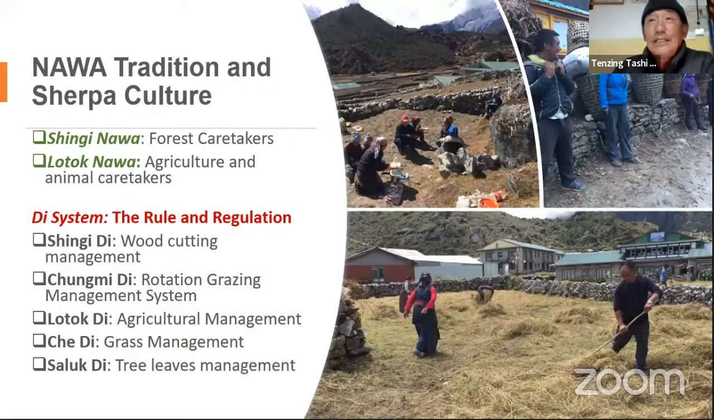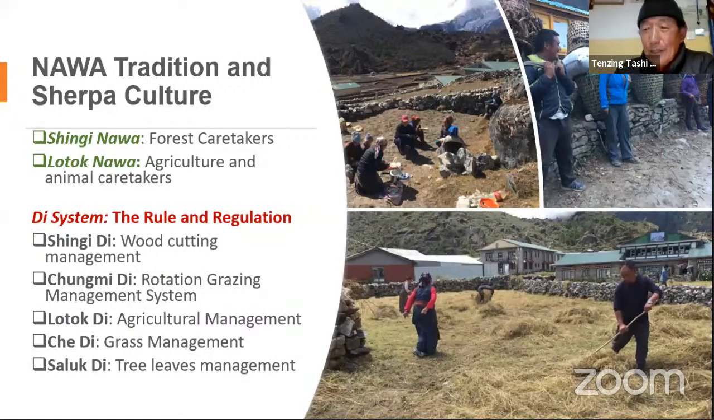And not only that, the Nawa says you have to take your animals out, and we all have to agree with what the Nawa says. Nawa will give you the date: on this date you have to take out the animals. When our crops are ready to harvest, the Nawa says, okay, now you can bring down your animals. Then they slowly bring them down from Yarsa, Tensa, and Gunsa. We call this Chungmidi.